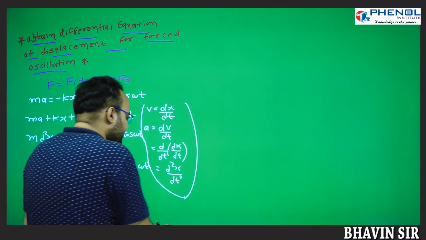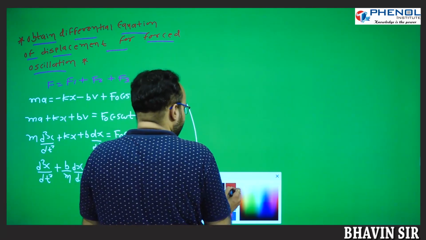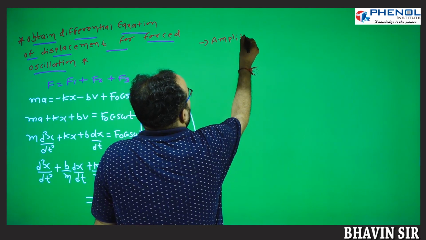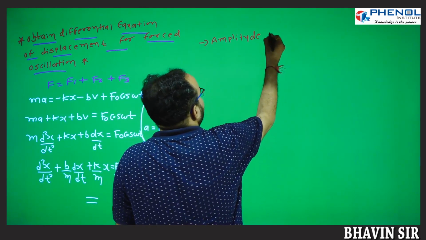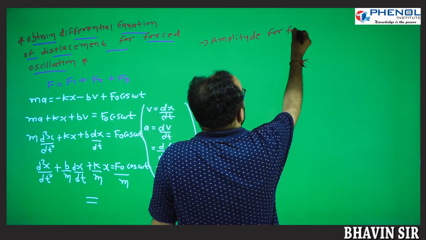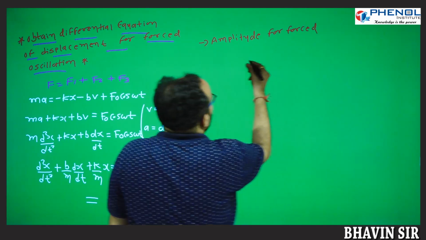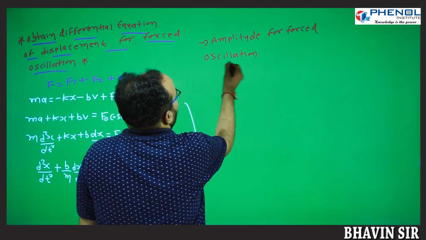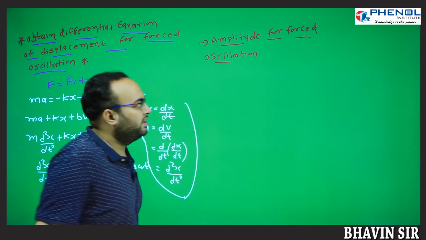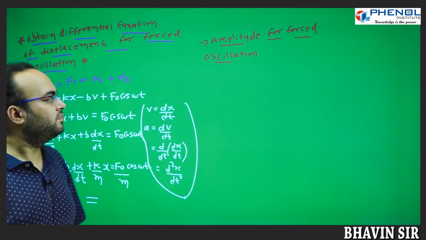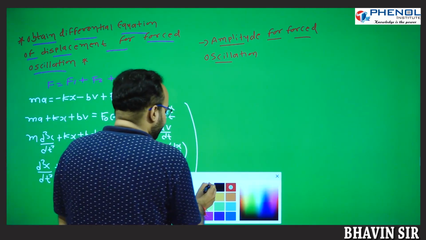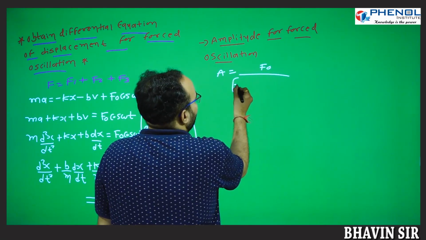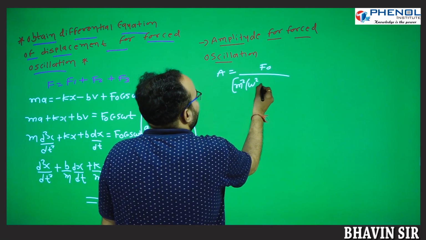Now what is the amplitude, students? See, amplitude for forced oscillation. Okay, now we derive what? Amplitude for forced oscillation. What is that amplitude? A is equal to F naught upon m square, omega square.